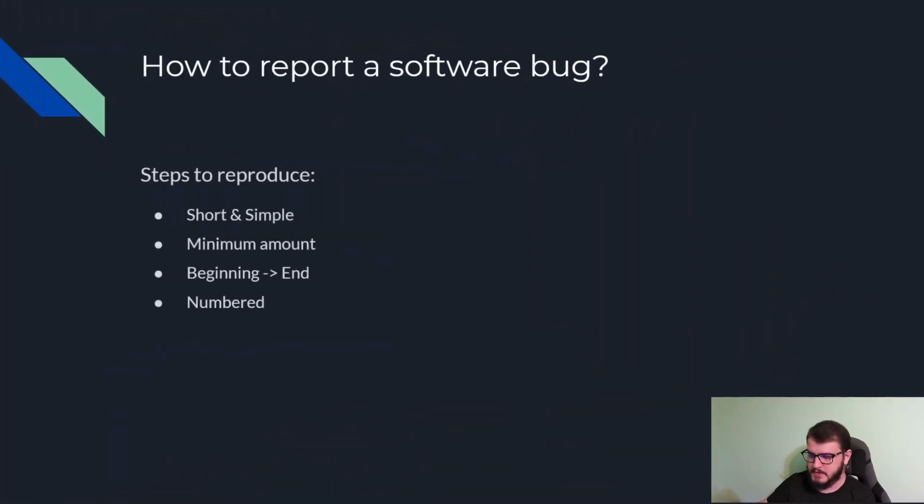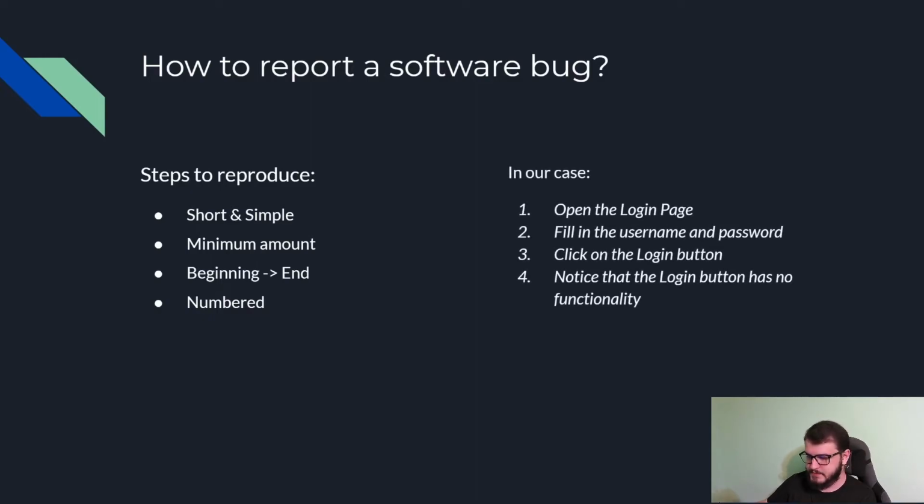Steps to reproduce. Basically, the steps you need to follow from beginning until the bug occurs. They should be short and simple. They need to be the minimum amount needed to reproduce the bug, no extra steps. And as said before, they should be from beginning to the end and also numbered. In our case, open the login page, fill in the username and password, click on the login button. Notice that the login button has no functionality.